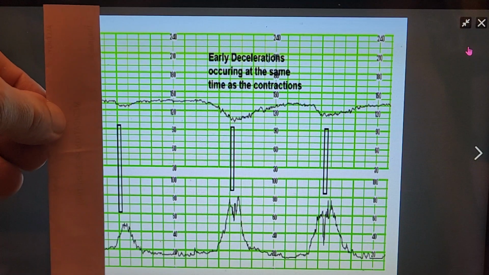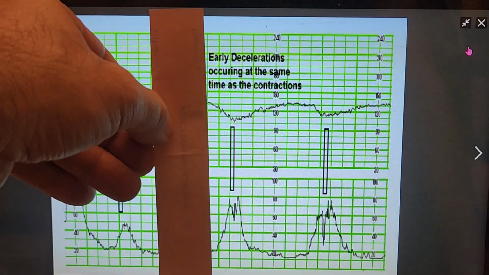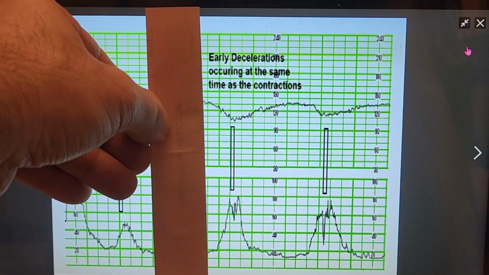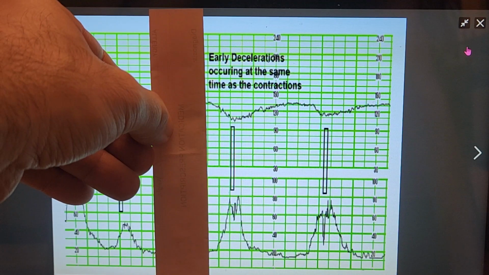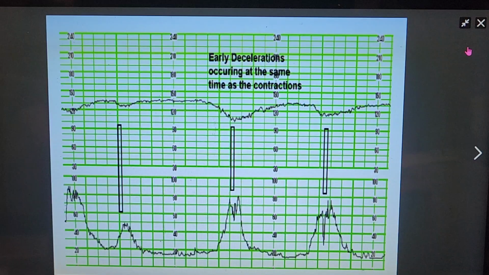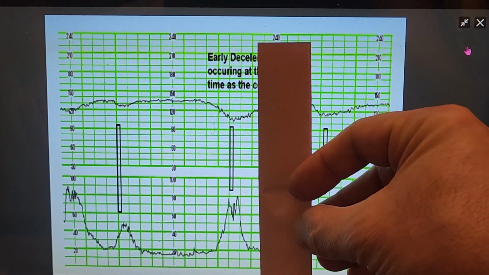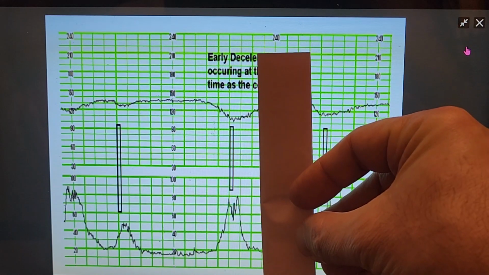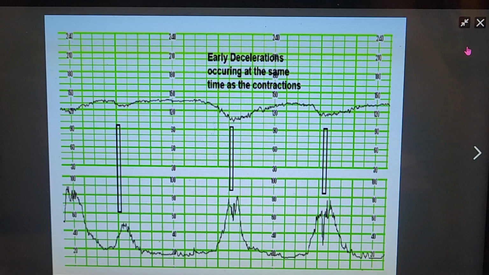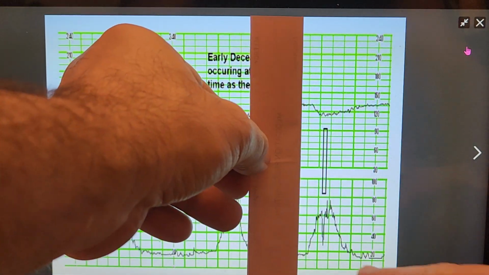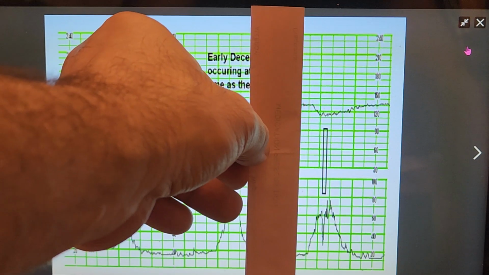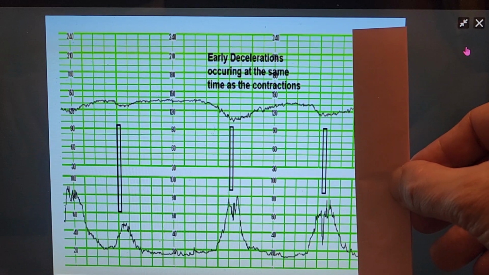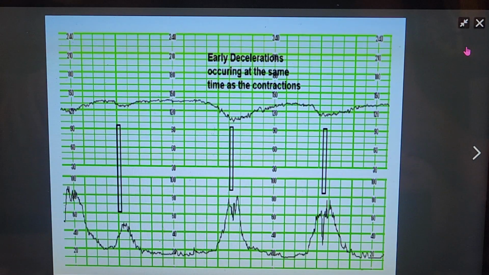What we can tell if this is early or late, you can use your paper here, you can put it this way, and as you can see, it's like a mirror image. The contraction starts with the decelerations, and then once the contraction recovers, the deceleration starts to recover. So this is considered early deceleration. You can see here the contraction starts, in the bottom here, and then when the contraction recovers, the deceleration recovers. So this is considered early deceleration.